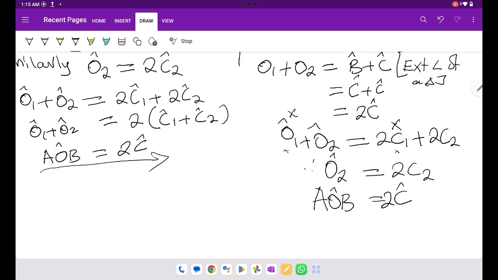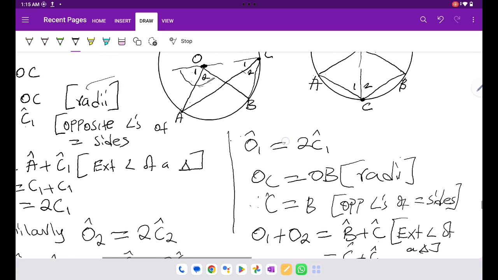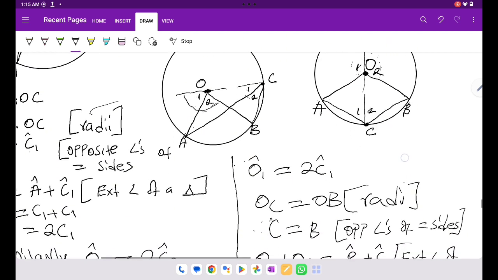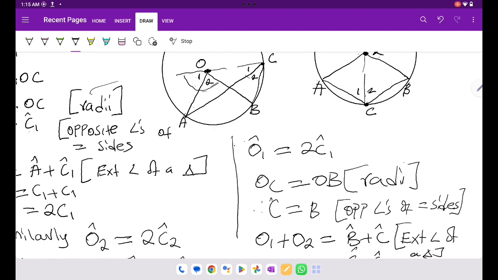This is the way of proving this second diagram here. But the first diagram and the second diagram are the same. So in case they give you this diagram, you need to be careful on that one. It's a little complicated, but it's not that difficult. You can be able to do it.